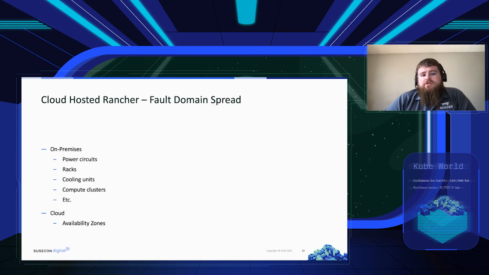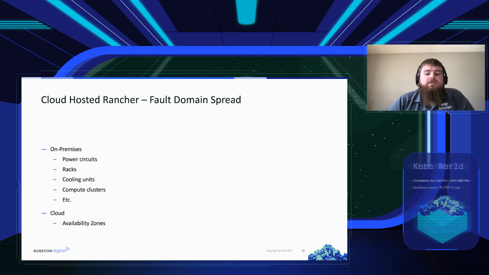When it comes to fault domain spread in cloud-hosted Rancher, we want to take care in on-premises to ensure the following things are accounted for. So for on-premises, we'll want to ensure that power circuits, racks, perhaps cooling units, or even compute clusters are taken into account.